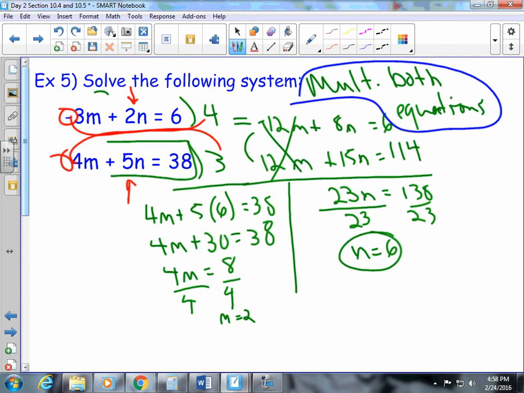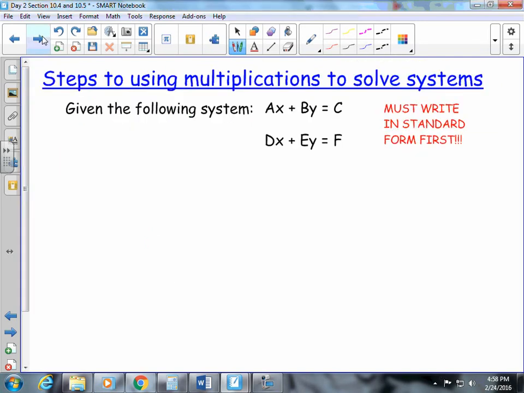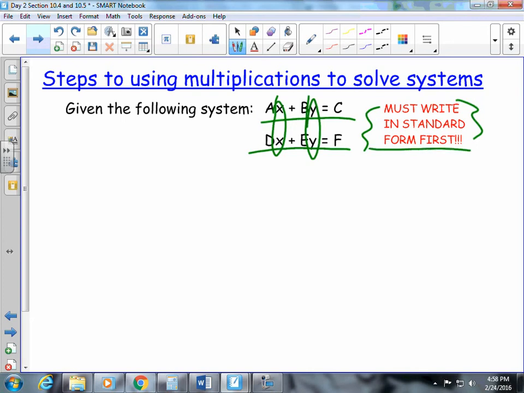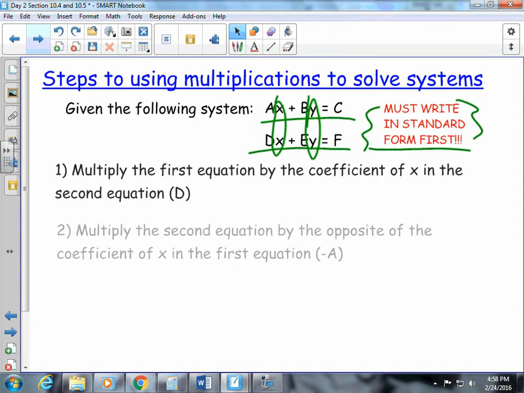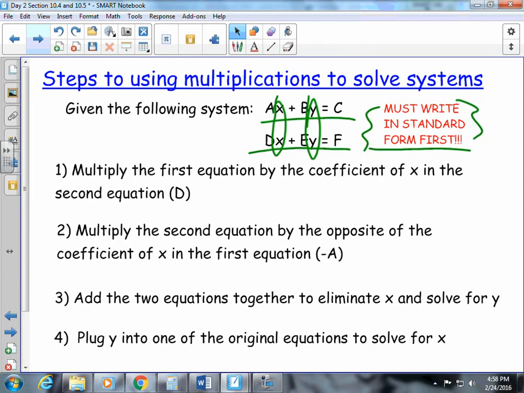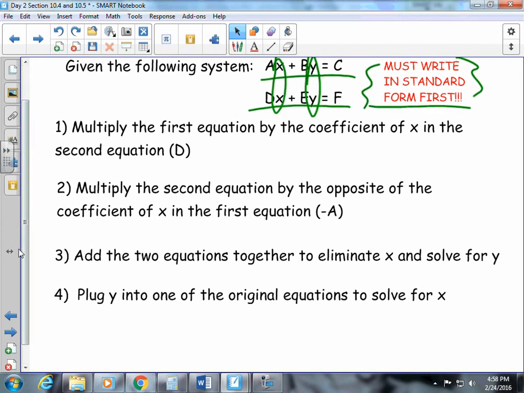All right? So kind of going over the steps for doing that. Steps for multiplications to solve a system. So first of all, they have to be in standard form. If the x's and y's are not lined up, you can't add them. So the first thing you want to look for is that they're in standard form, meaning x and y are on the left-hand side. Okay? Then once they're on the left-hand side, this is stuff you have to fill in. So what I'll do is I'll highlight them all. I'll give you guys a chance to copy it down. You can pause the video, and then we'll talk about each one.